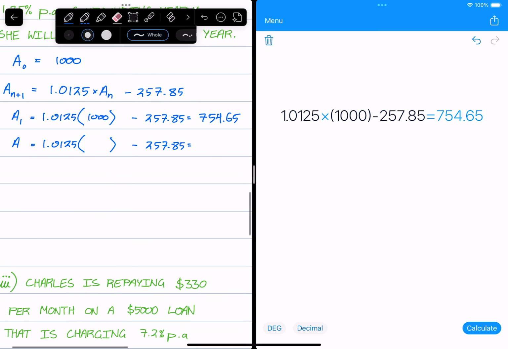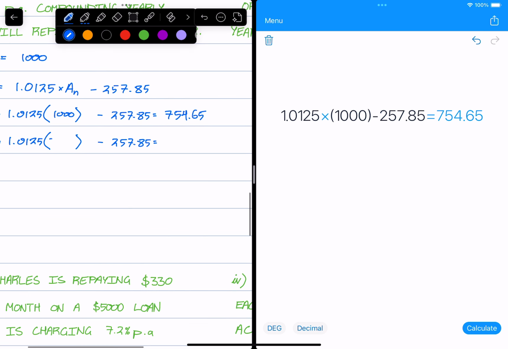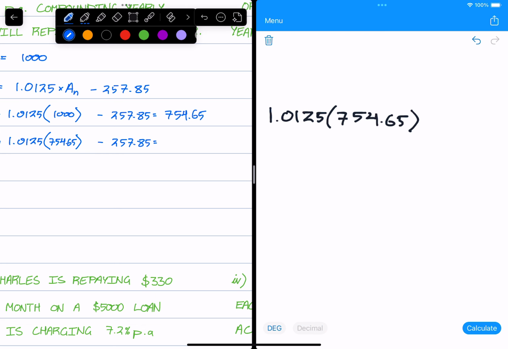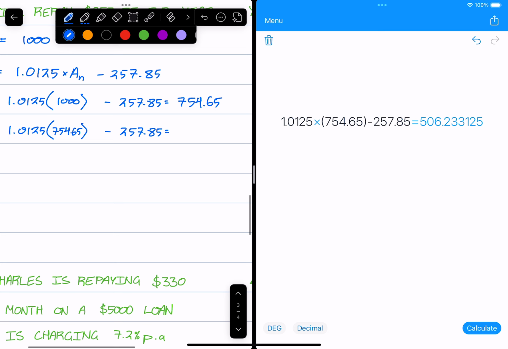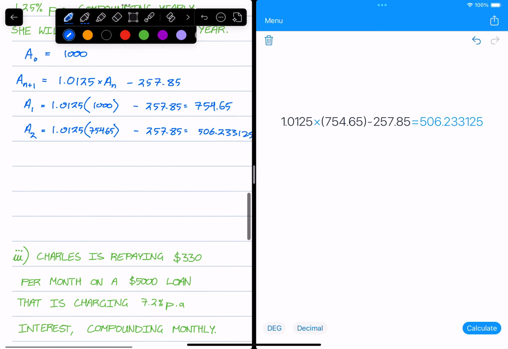Now to find A2, remember we take the result of the previous year, so put 754.65 in. Let's just do this again: 1.0125 times $754.65 minus 257.85. At the end of the second year, we are left with 506.233125. And then A3 is the same calculation.